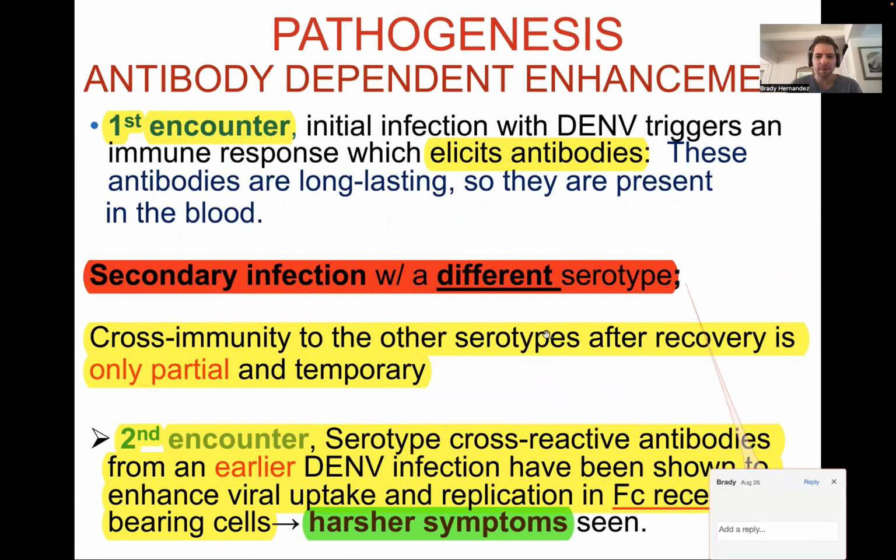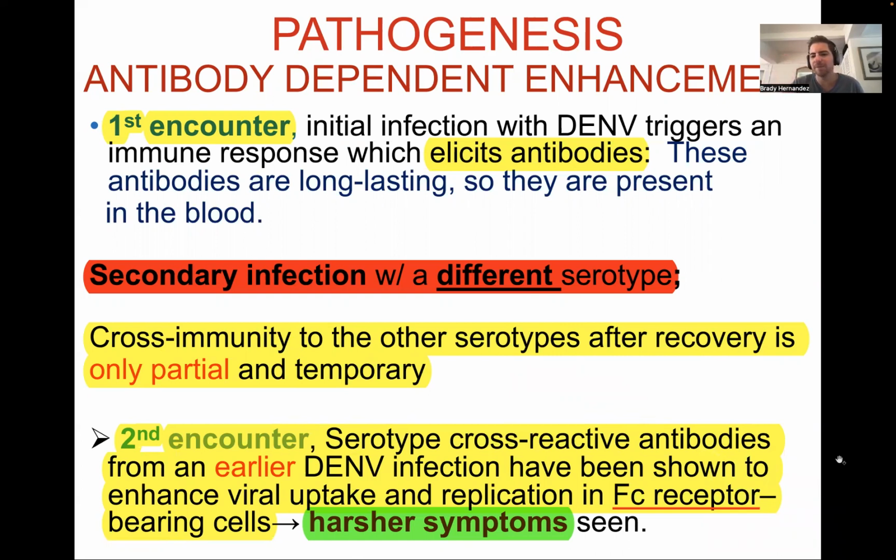You get infected with dengue fever, and you develop antibodies against it. But then the second infection is dengue fever as well, but it's a different serotype, so it's slightly modified, slightly different. What you end up getting is a cross-reactive antibody effect. So your second encounter is much worse, okay? And that's because you've developed antibodies.